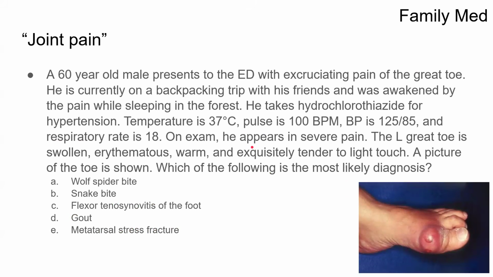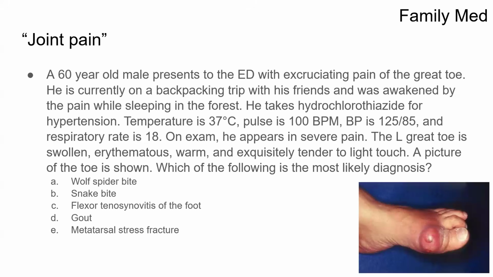Continuing with joint pain, a 60-year-old male presents to the ED with excruciating pain of the great toe. He's currently on a backpacking trip with his friends and was awakened by the pain while sleeping in the forest. He takes hydrochlorothiazide for hypertension. Temperature is 37, pulse is 100, blood pressure is 125 over 85, respiratory rate is 18. On exam, he's in severe pain. The left great toe is swollen, erythematous, warm, and exquisitely tender to light touch, and it's shown in the picture.